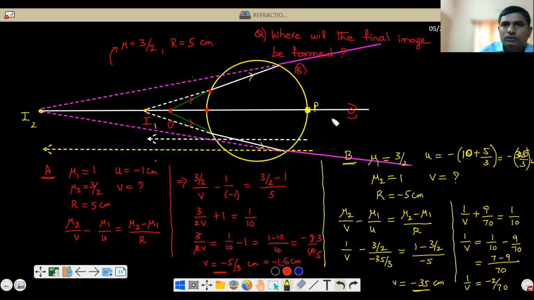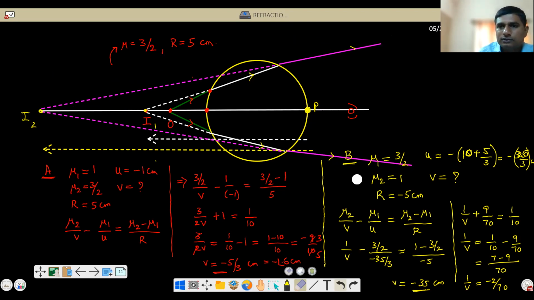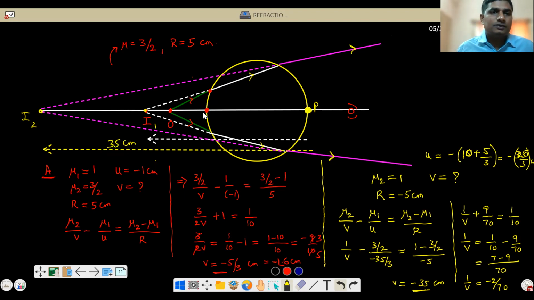See here. Now these pink color rays are what the eye will observe. Are you able to understand? These pink colored rays, where are they coming from? See here, at a distance of 35 centimeters from this point.